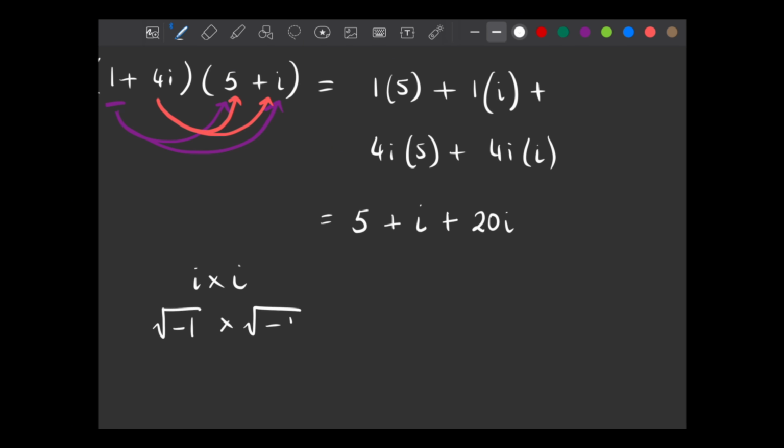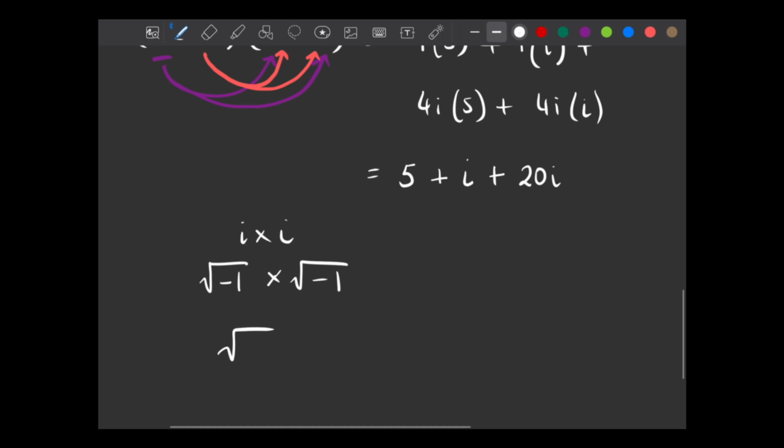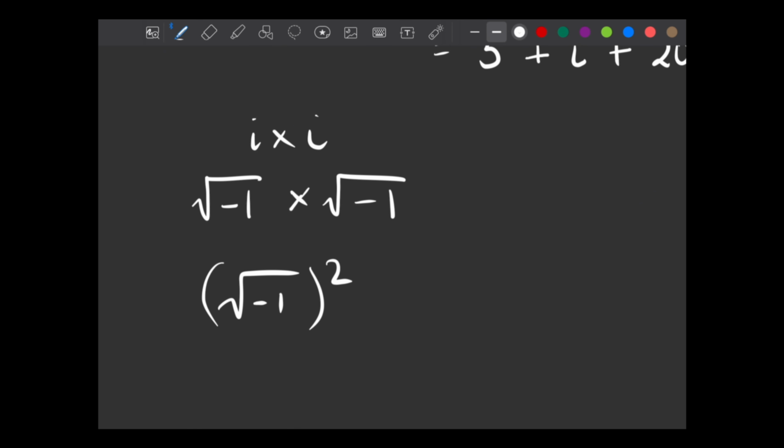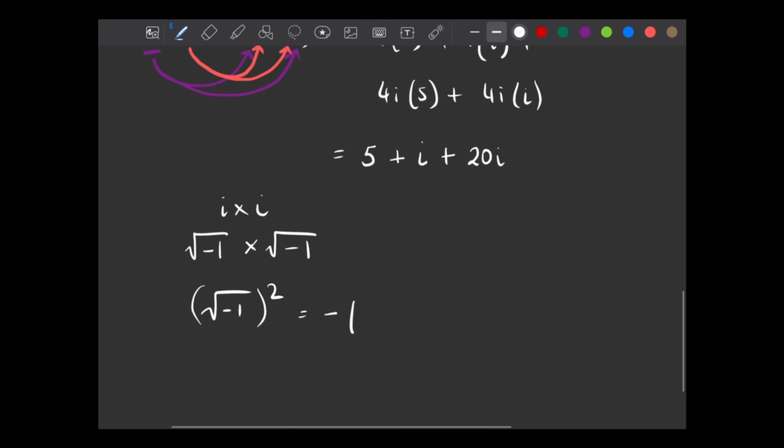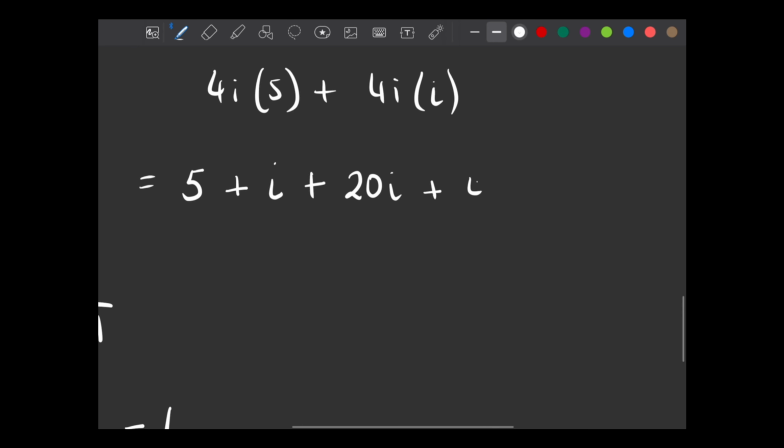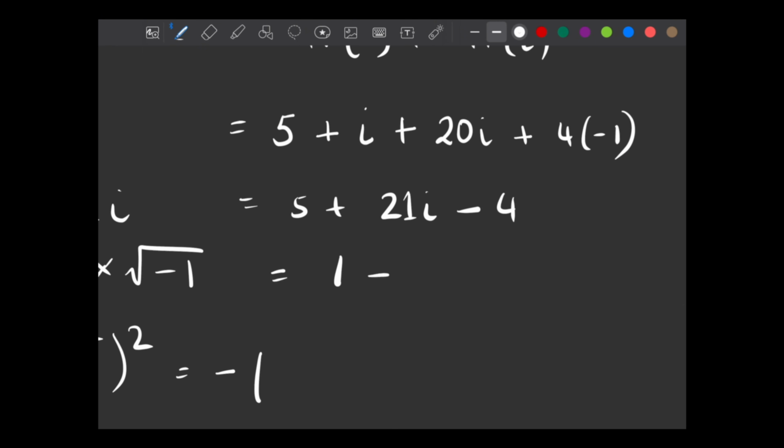If I multiply this by itself, which is kind of like squaring it, well, square root of minus 1 and then squaring that number, that's kind of like doing a function and then undoing it. So we end up with just minus 1. So what we have is plus 4 times minus 1. So I have 5 plus 21i minus 4. 5 minus 4 gives me 1 plus 21i.